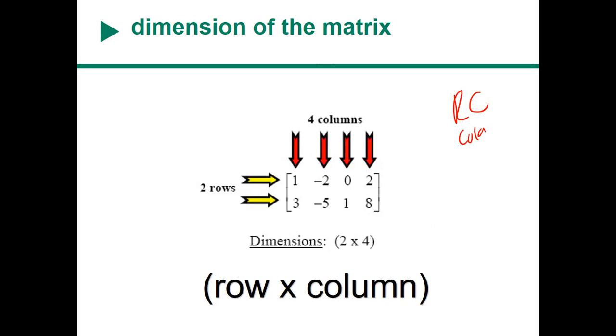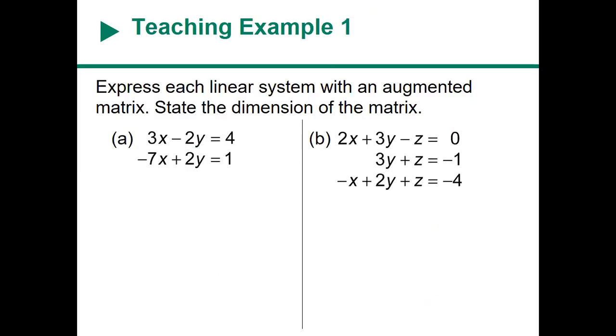All right. What we're going to do is practice transforming these into augmented matrices and then stating the dimensions. So first up, we have a 2-variable linear system: 3x minus 2y equals 4, and negative 7x plus 2y equals 1. First, you want to make sure that they're in standard form. Standard form for 2 variables is ax plus by equals c. Are these in standard form? Yes. Can I create a matrix from that? Yes.